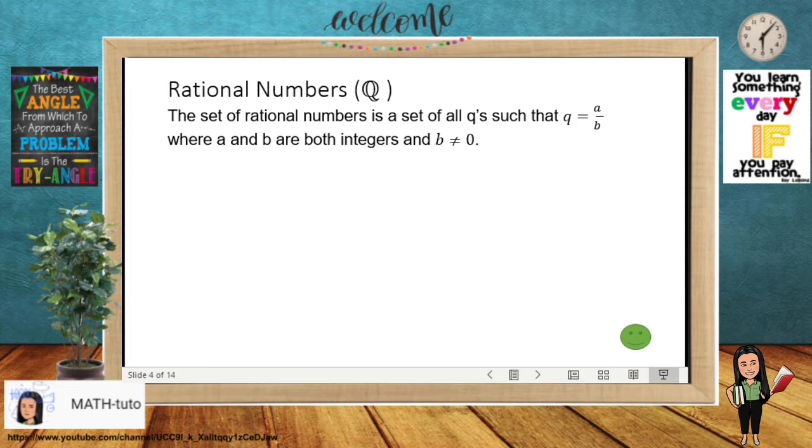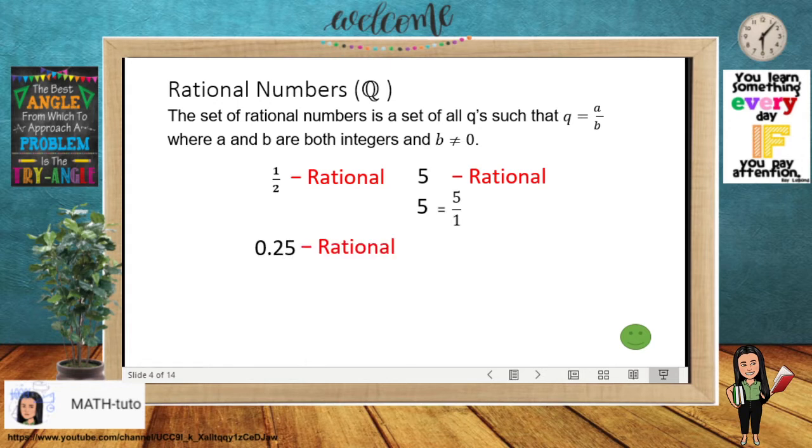So this means that if we can express the number as a ratio of two integers, where the denominator is not equal to 0, then we can consider that number as a rational number. For example, we have 1/2 that is rational. 5 is also rational because that can be written as 5 over 1. 0.25 is rational because it can be written as 1 over 4.